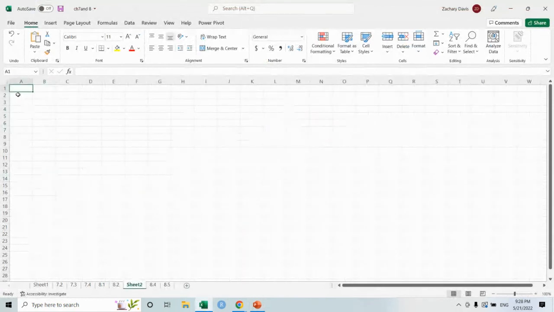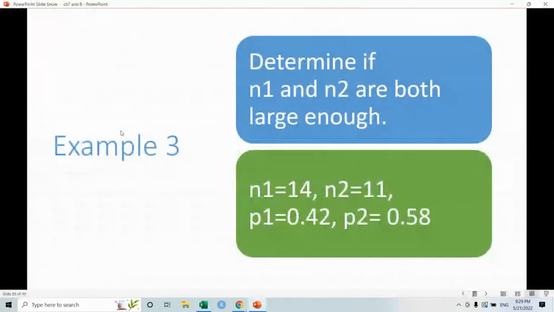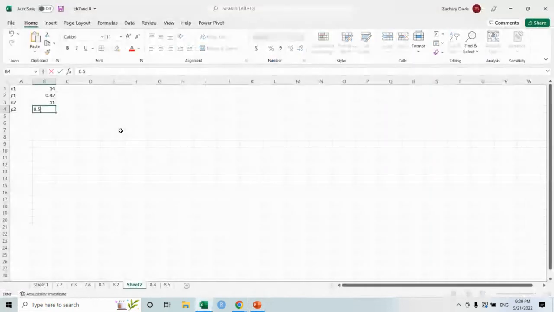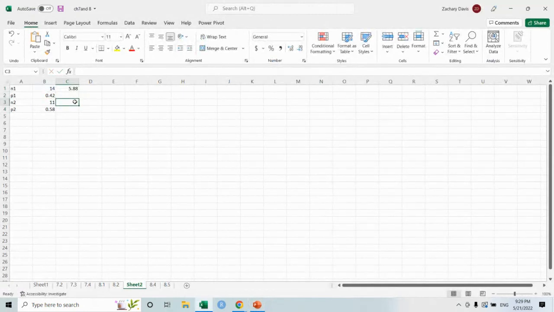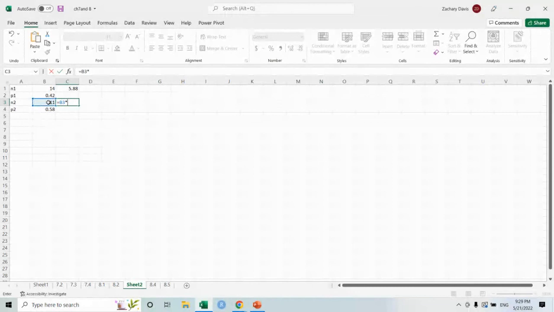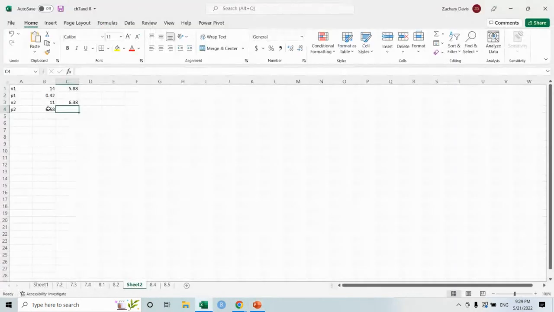It's pretty easy to do. We multiply n1 times p1, and n2 times p2. So we have 14, 11, 0.58. So based on this, those values are too small.